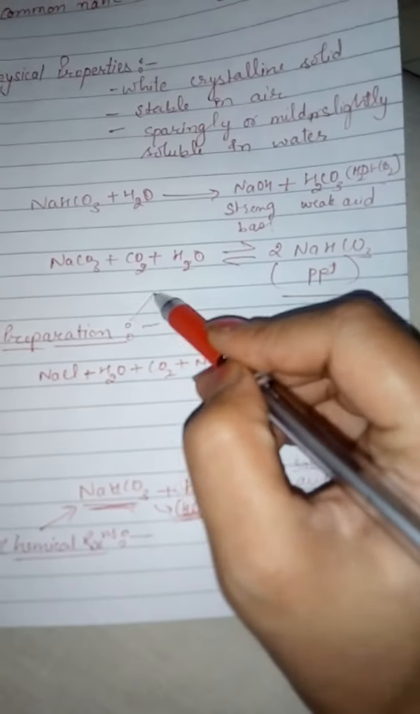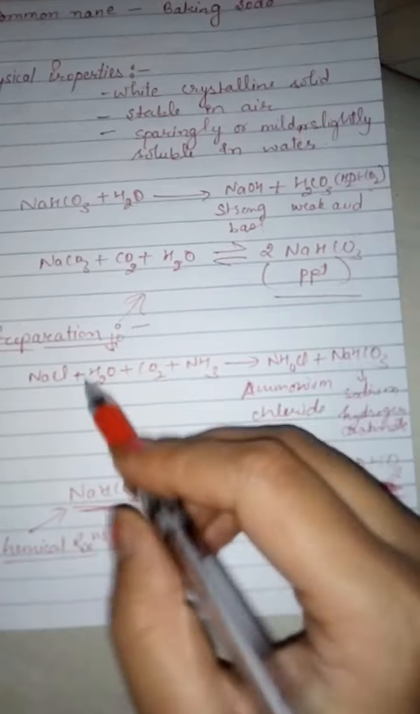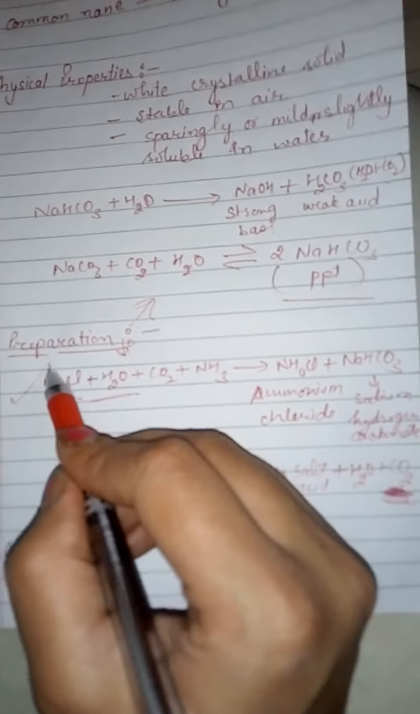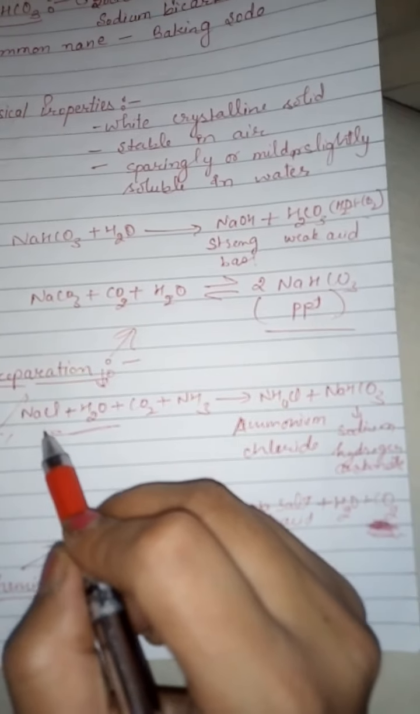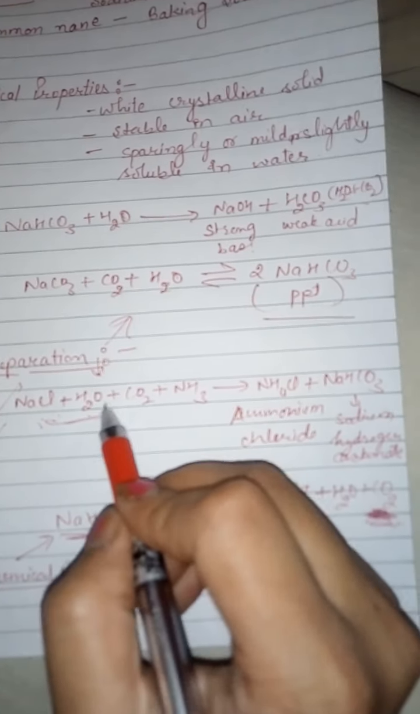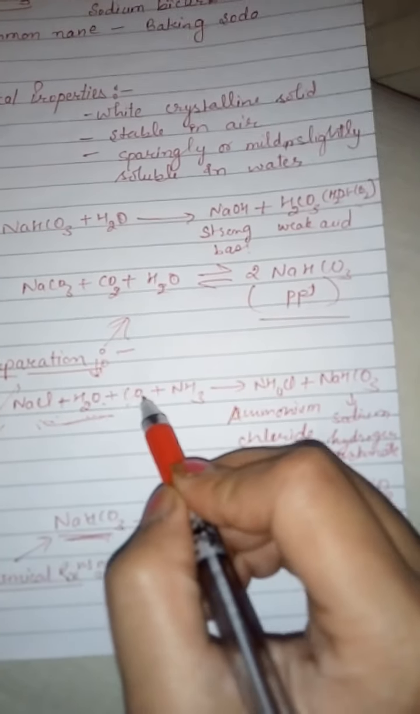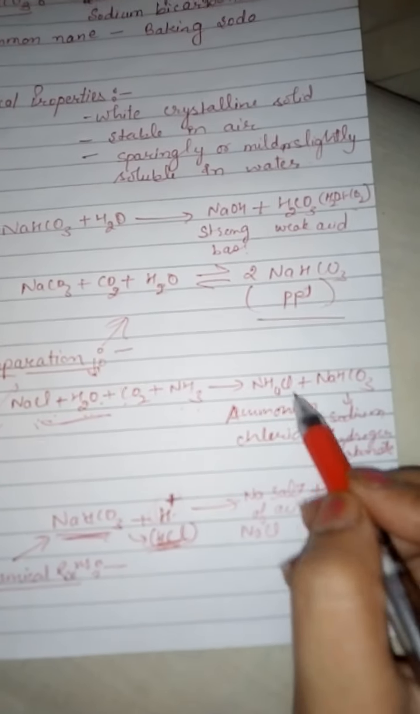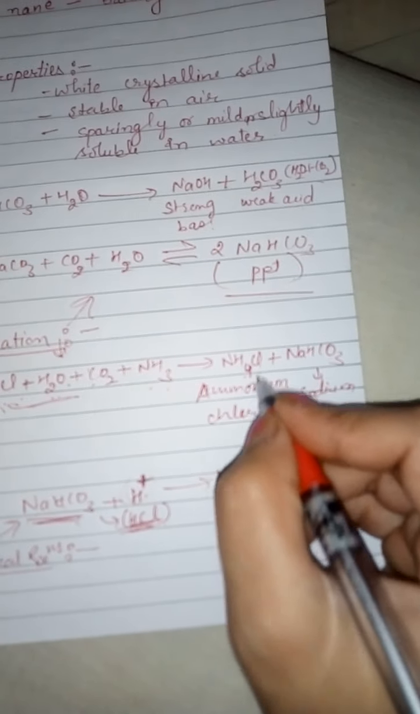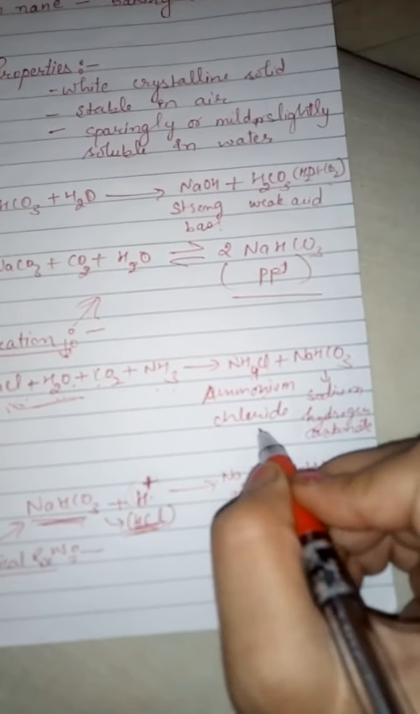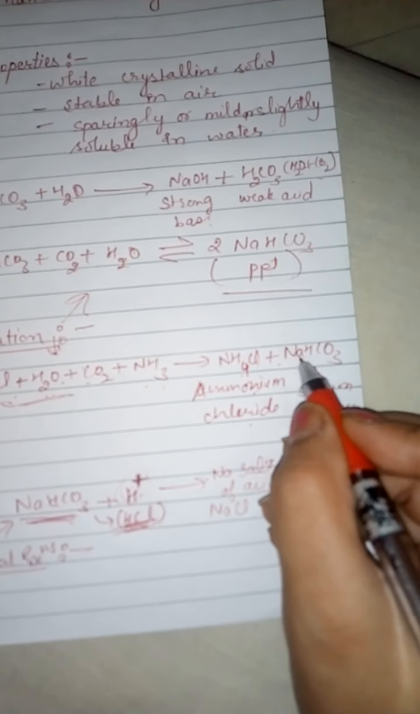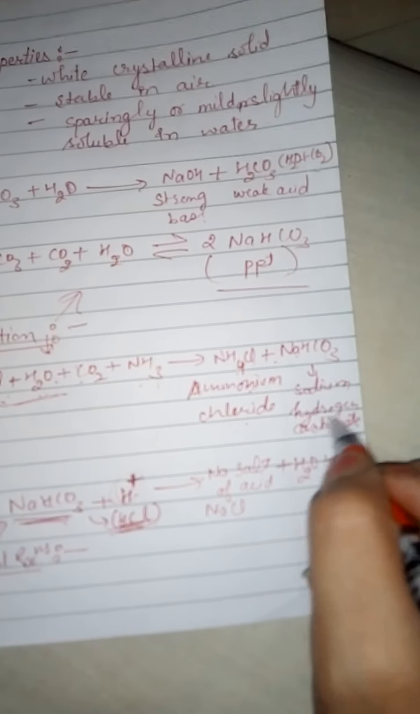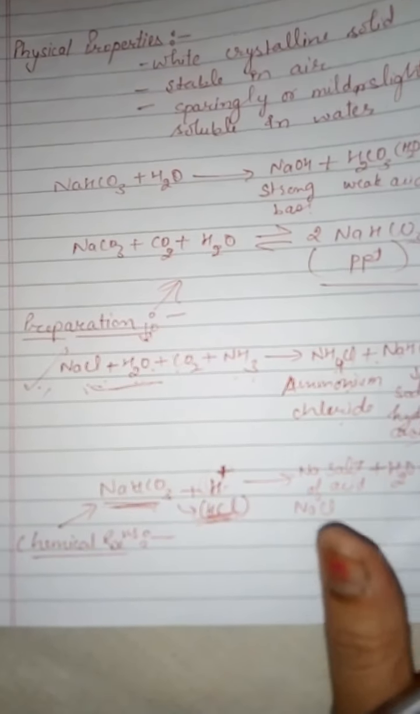you can write this in preparation, and one more method that is given in your 10th book. That is, when sodium chloride reacts with water, and carbon dioxide and ammonia gases are passed through it, then ammonium chloride, NH4Cl, plus NaHCO3, sodium hydrogen carbonate, is formed.